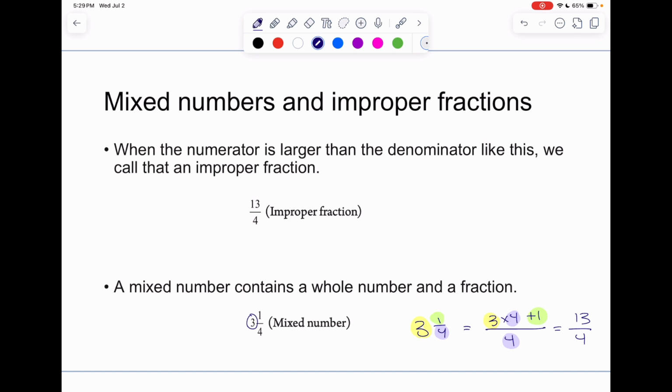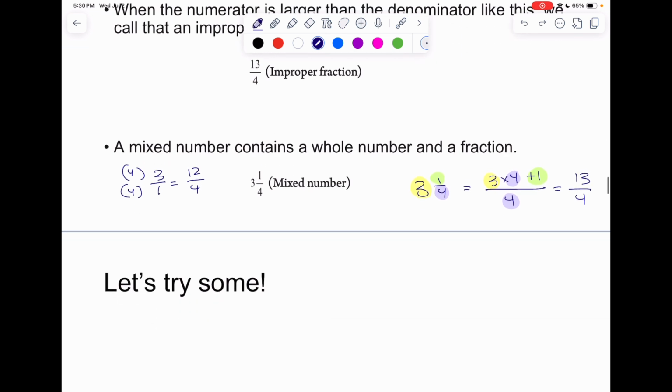3 is 3 wholes. 3 wholes would be how many fourths? Well, let's see. If I multiply the bottom by 4, I have to multiply the top by 4. So that will give me 12 fourths. Well, that's what we have right here. That's our 12/4. And then we just have to add on that extra 1/4 that we had. So we get 13/4. Really, that same idea that we're just breaking them down into the same size pieces.